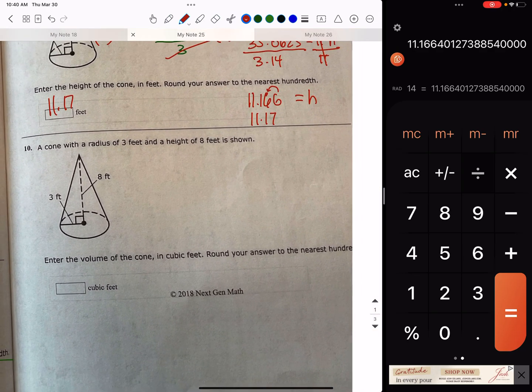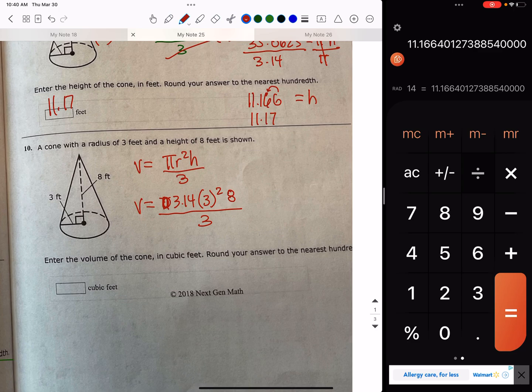Okay, let's see. A cone with radius... volume equals pi r squared, give it some height, crush the bottom. Volume equals pi, so 3.14 times 3 to the second power times 8 divided by 3. All right, let's just do that.